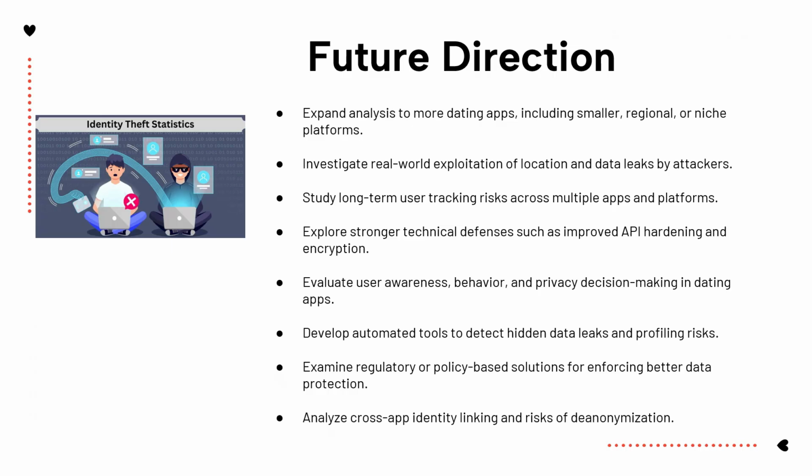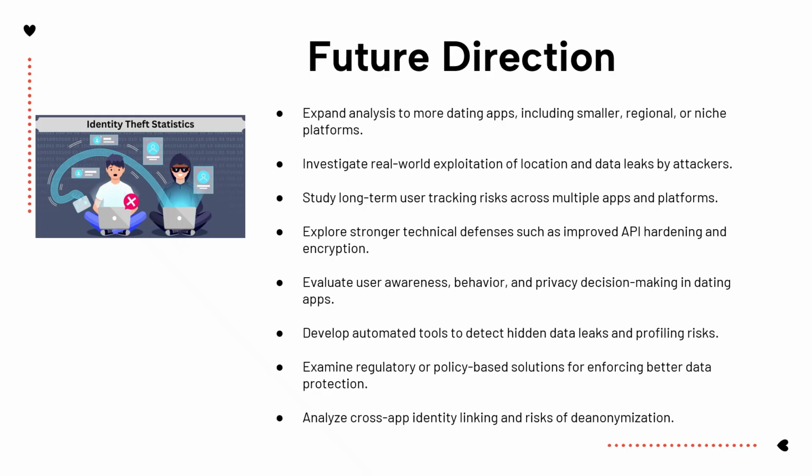So now that we've seen the findings, the next step is to look at where this research can go from here. So we have the future direction. First one, we have expand analysis to more dating apps, including smaller regional or niche platforms. Investigate real world exploitation of location and data leaks by attackers. Study long-term user tracking risk across multiple apps and platforms.